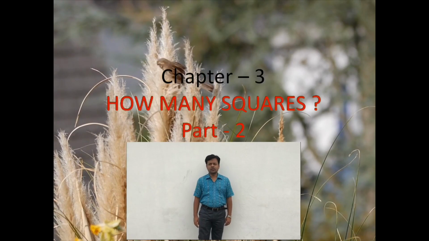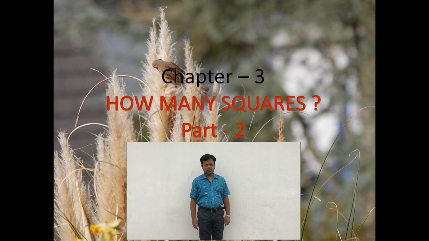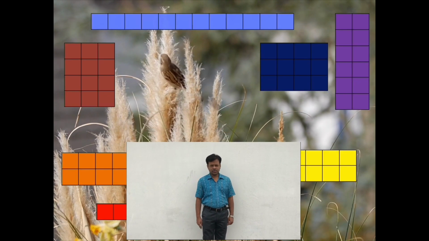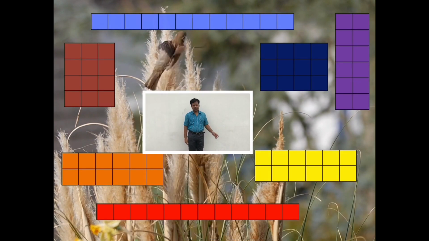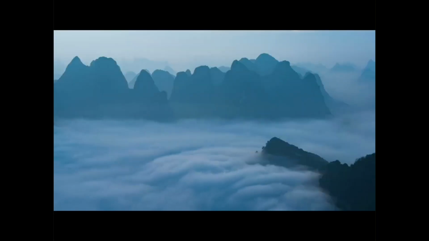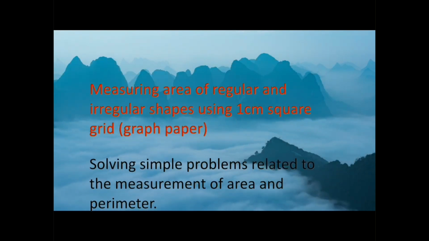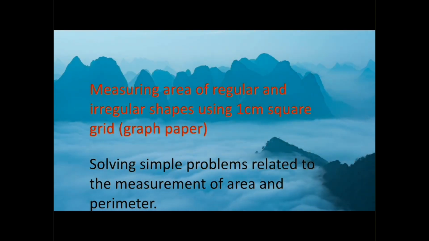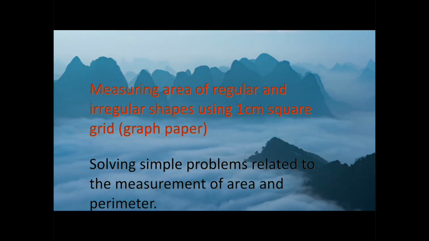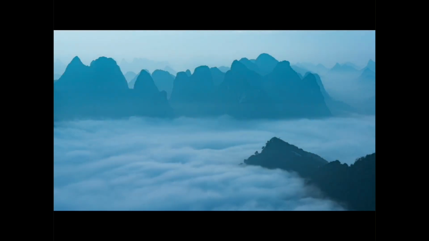Welcome to the video, Chapter 3, How Many Squares, Part 2. In this video, we are going to discuss measuring the area of regular and irregular shapes using a 1 cm square grid, graph paper, and solving simple problems related to the measurement of area and perimeter.